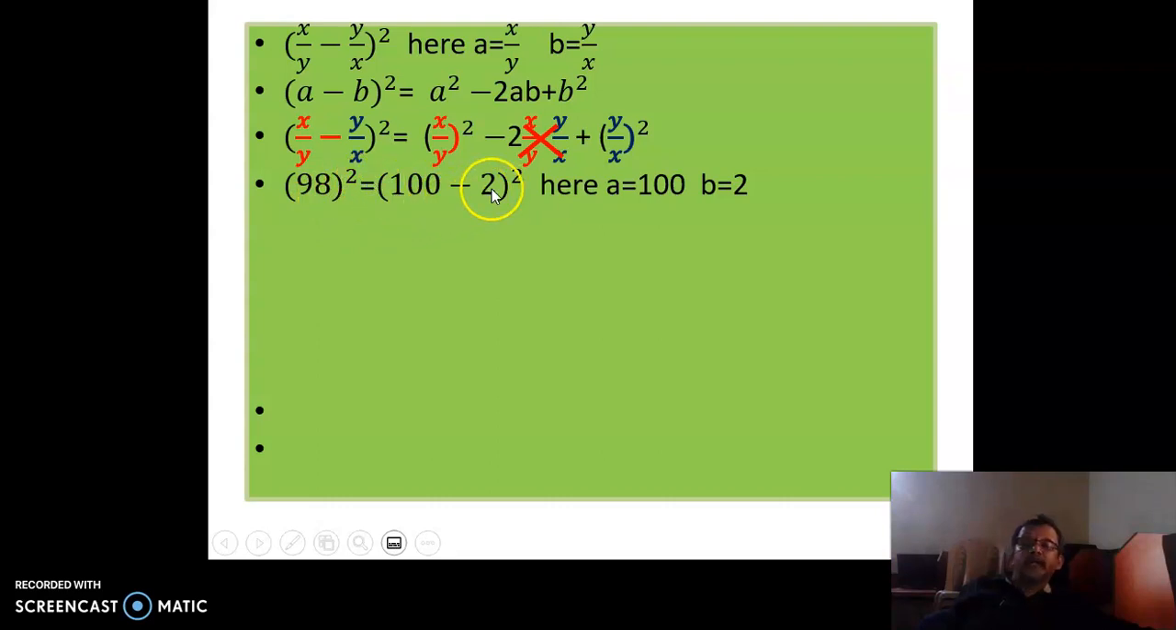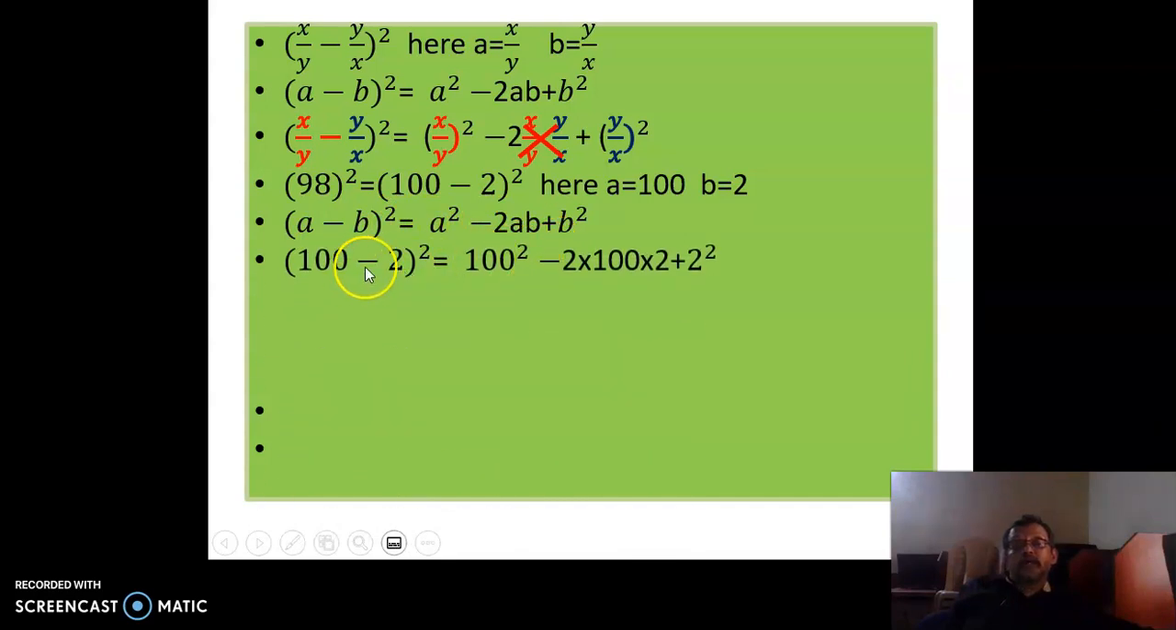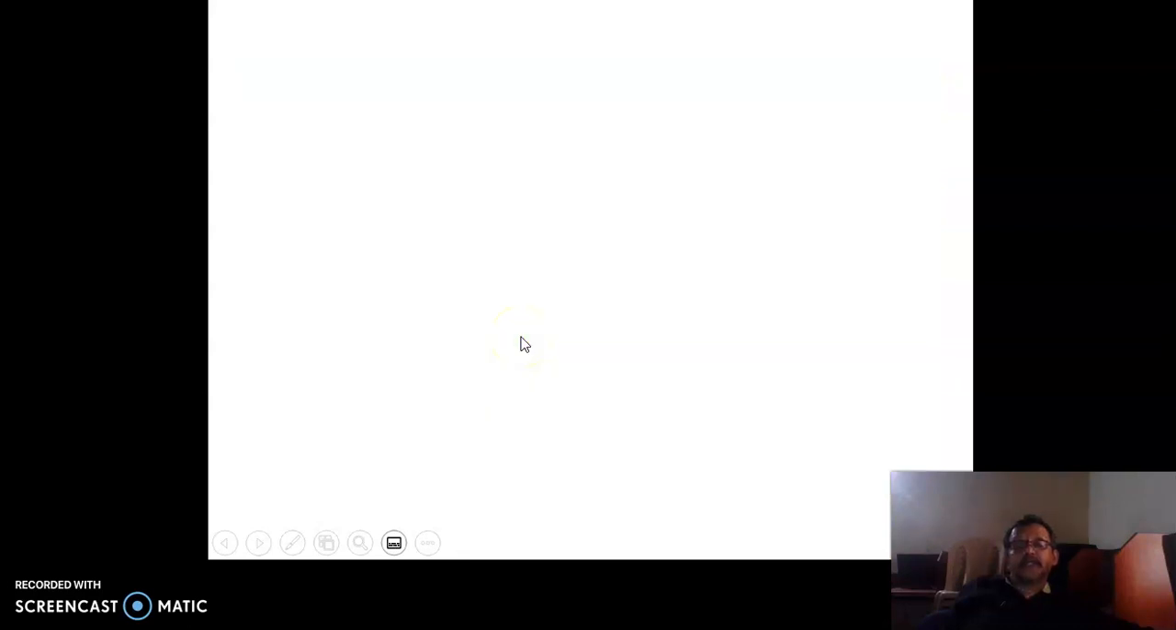98 whole squared, that is 100 minus 2 whole squared. Here a is 100, b is 2. So a minus b whole squared equal to a squared minus 2ab plus b squared. So 100 minus 2 whole squared equal to 100 squared minus 2 into 100 into 2 plus 2 squared. So 10,000 minus 400 plus 4, that is 10,004 minus 400, 9,604. This is the answer.